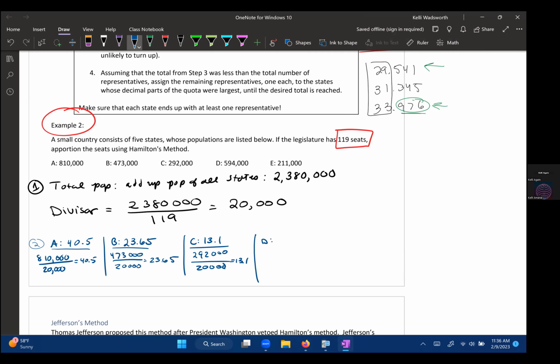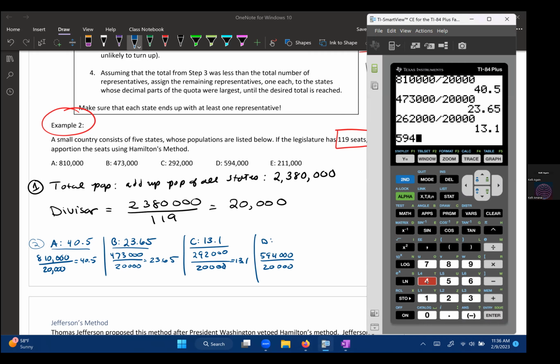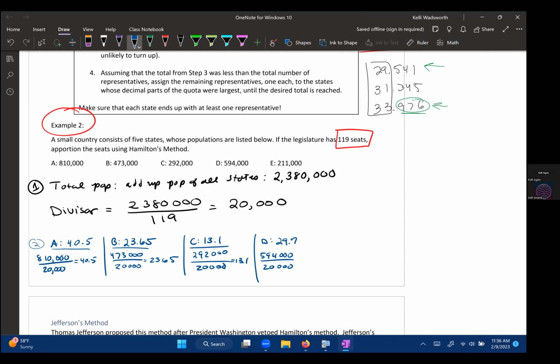State D. Their population is 594,000. You divide that by 20,000. What do you get? 594 divided by 20: 29.7. These are nice decimals, right? I like that they don't have like 9 decimal places after them. So I'm just writing all the decimals. If they had a lot of them, I would probably carry each one out to at least 3 decimal places. I feel like 3 should be enough, right?